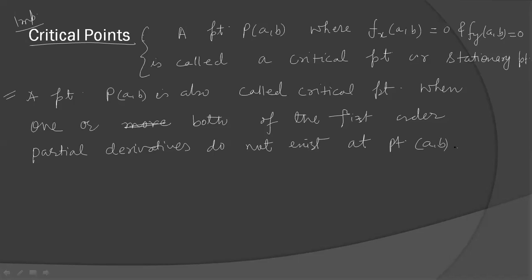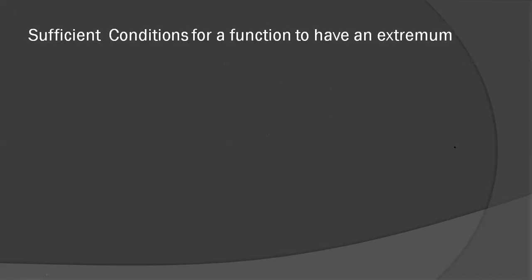So critical point is very important. If we have a critical point, then we will get an important theorem that is called sufficient conditions for a function to have a minimum and maximum. If these conditions are satisfied, the function will definitely have maxima or minima. But in the sufficient condition, if these conditions are not satisfied, even then the function can have maxima or minima. So let's see what the sufficient conditions are for a function to have an extremum, minimum or maximum value.